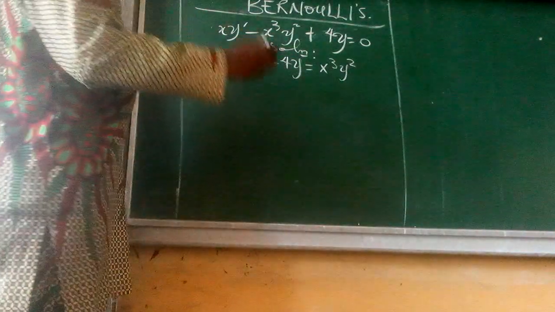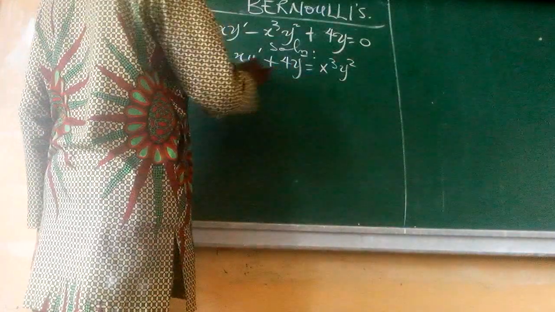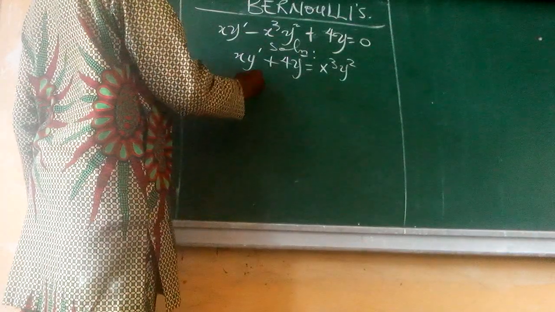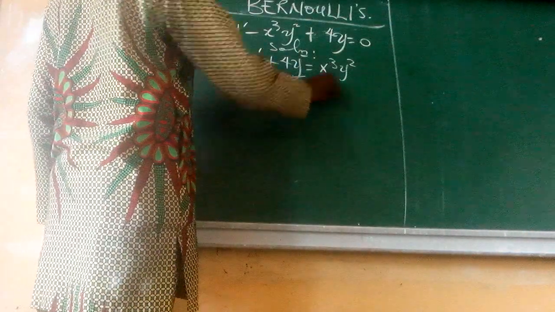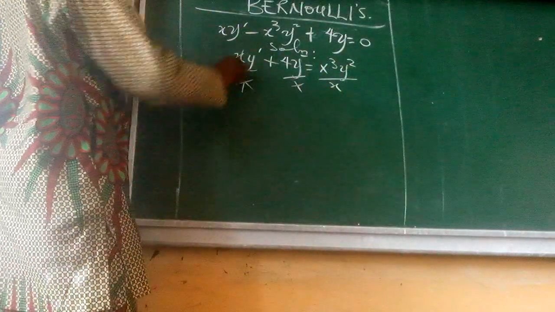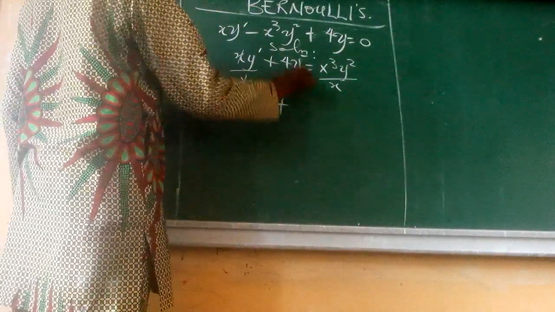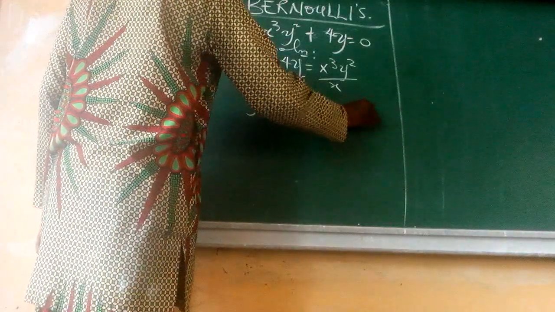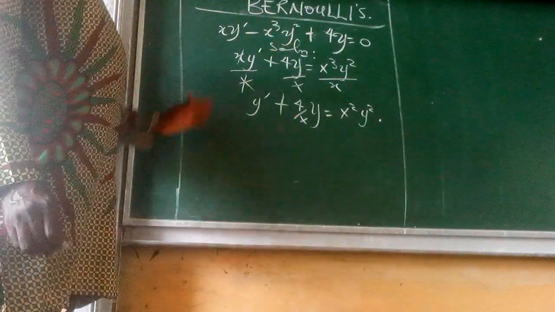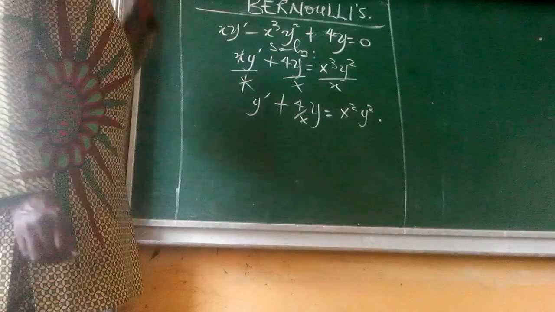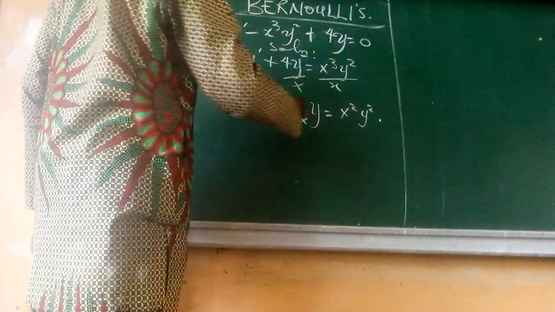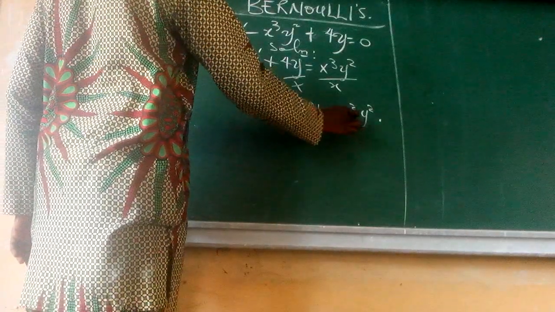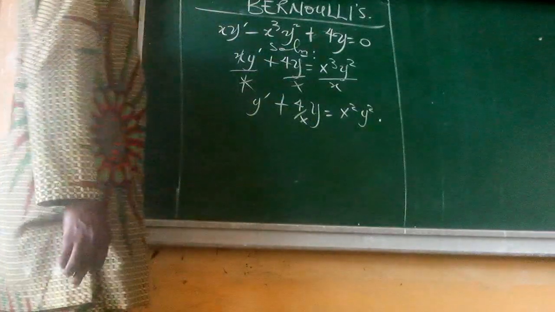Furthermore, we are going to divide all through by x to make y prime a lone derivative expression. So we divide it by x. Y prime therefore plus 4 over x y is equal to x squared y squared, by the time we divide through by x. Now, by implication, this is no longer a linear first-order equation, but a Bernoulli's equation because of the y squared here.